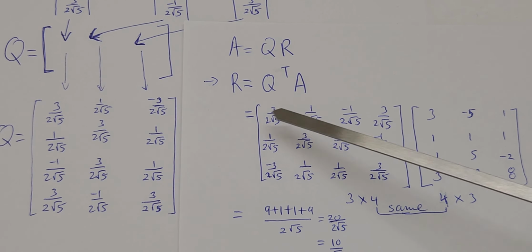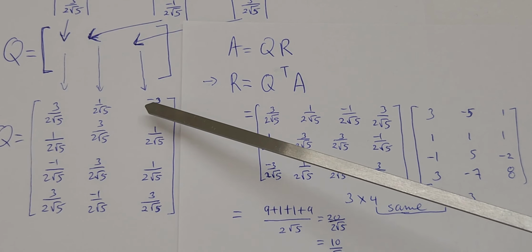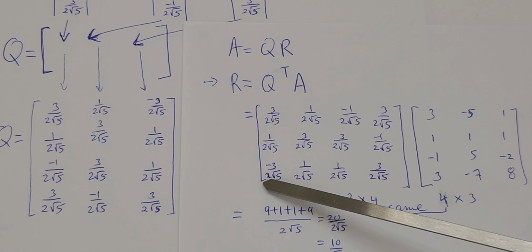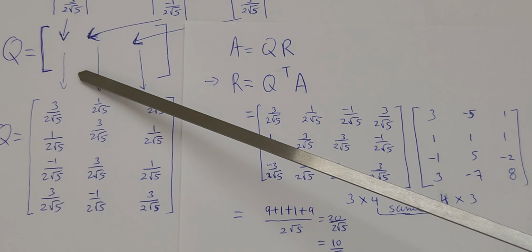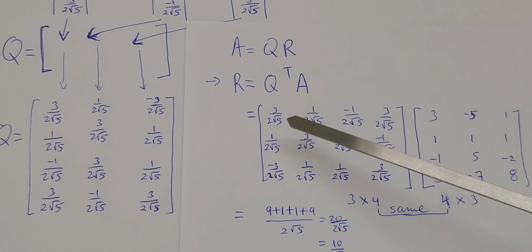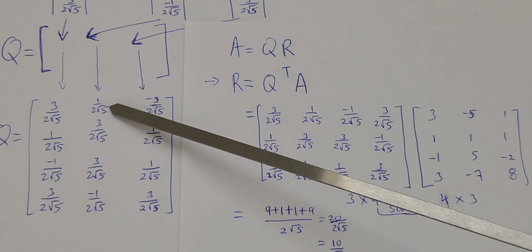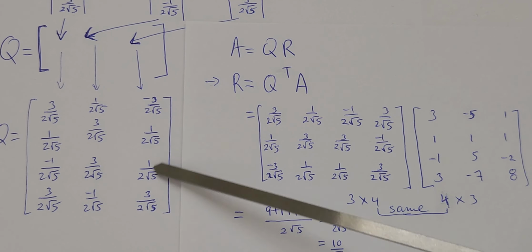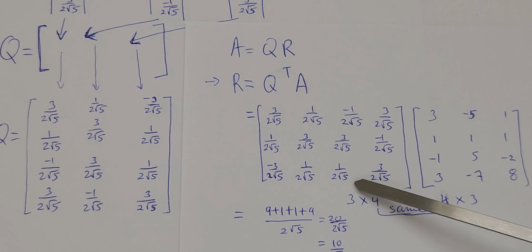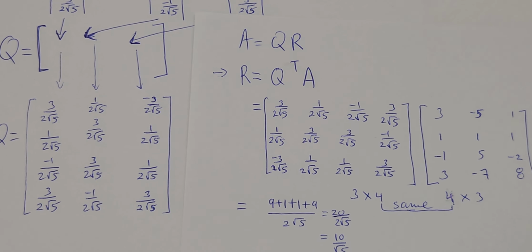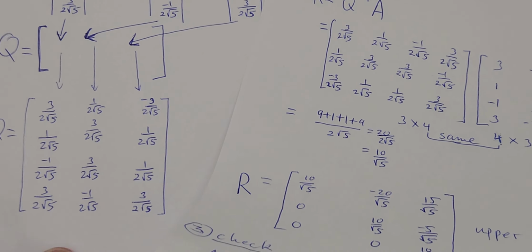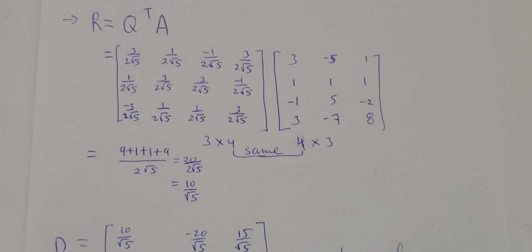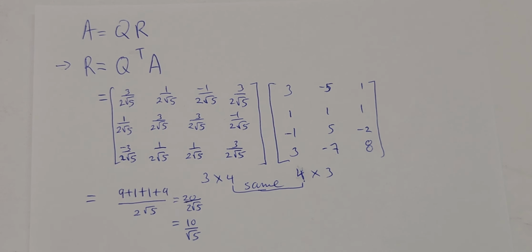Change the column to row. Again, column 1, row 1. Column 2, row 2. Column 3, row 3. Okay, so that's what QT stands for. And the rest is just multiply matrices.